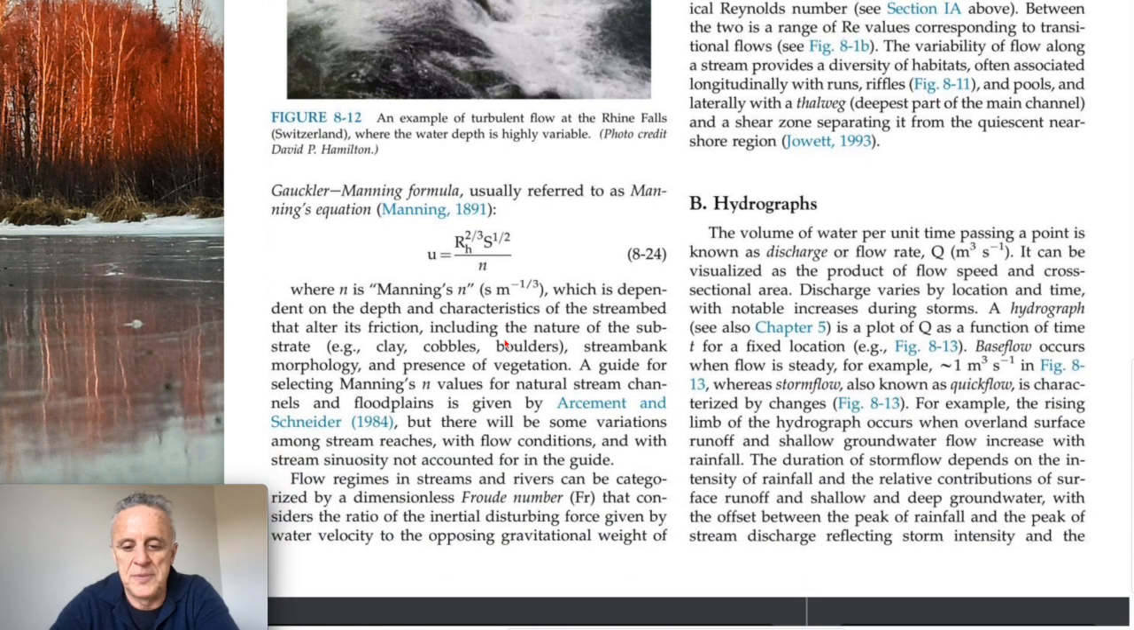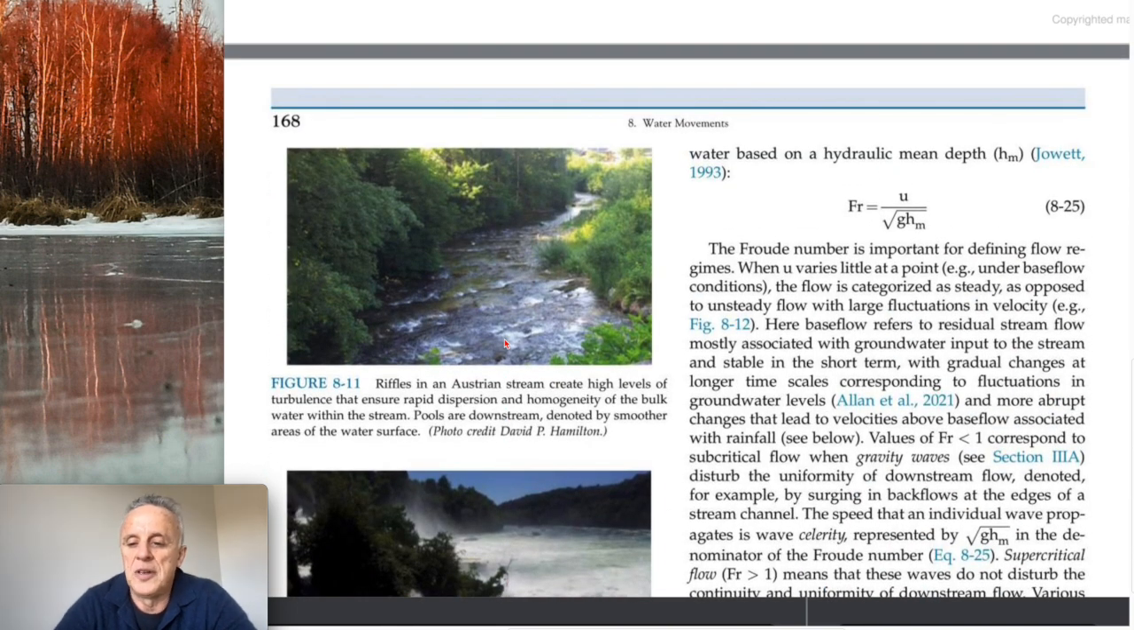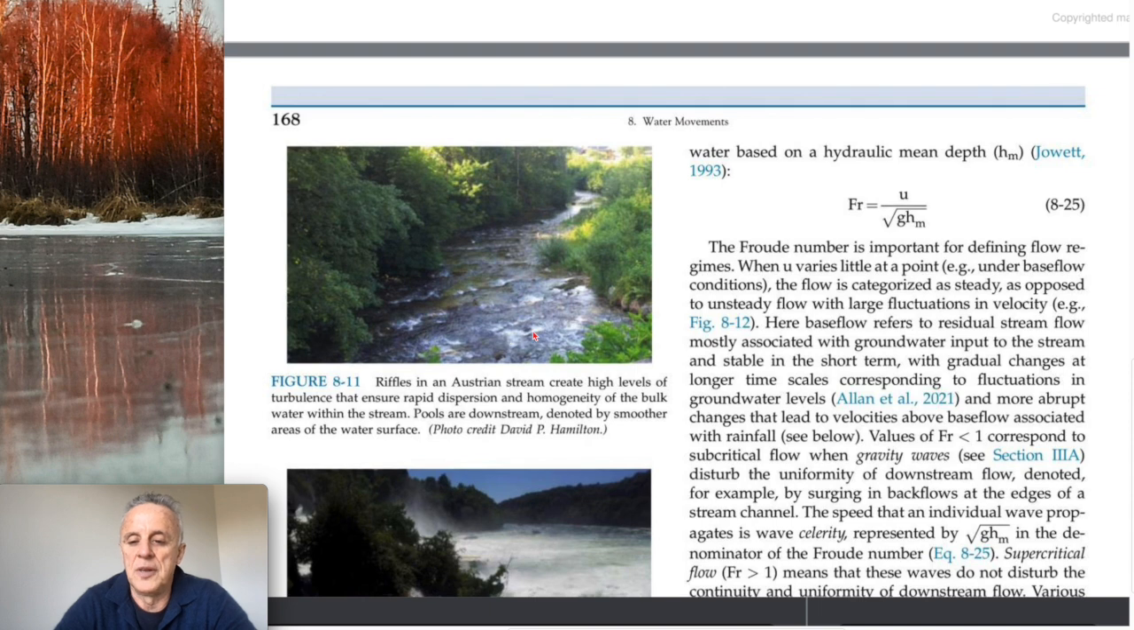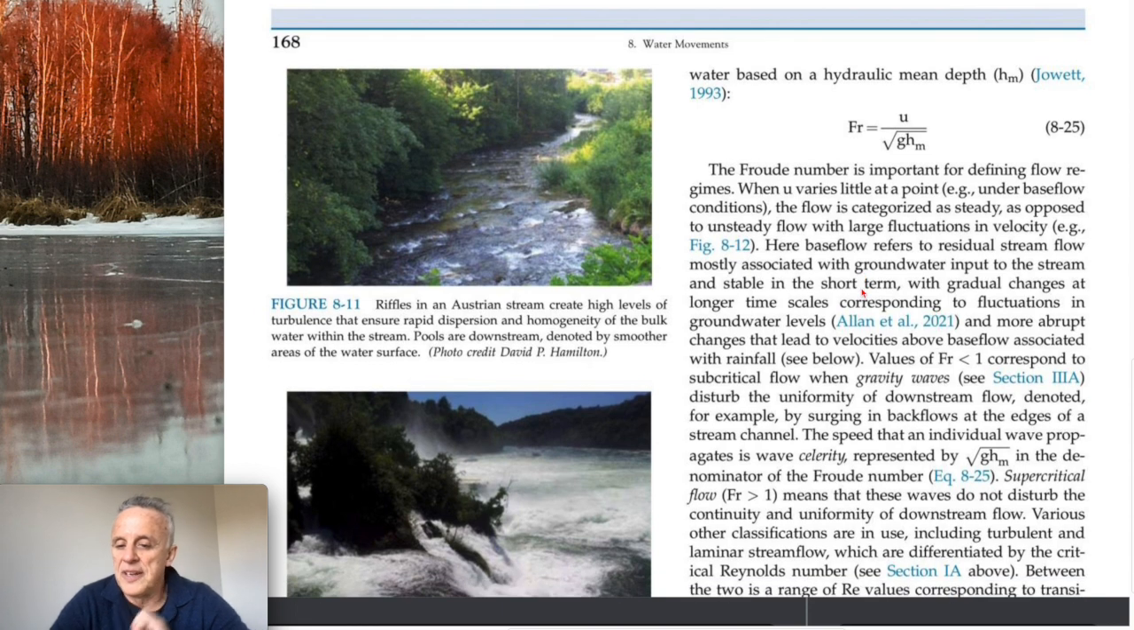Flow regimes in streams and rivers can be characterized by the dimensionless Froude number, which considers the ratio of the inertial disturbing force given by the water velocity to the opposing gravitational weight of water based on the hydraulic mean depth. Okay, so here's the equation for the Froude number. Froude number is important for defining flow regimes.